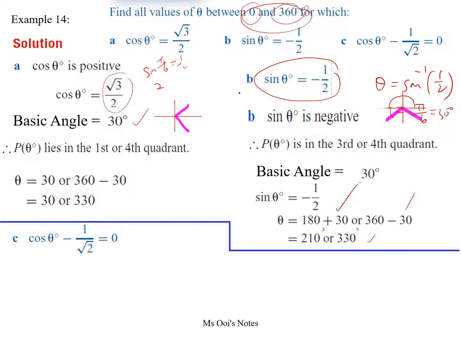Again, firstly, isolate cos theta on its own. So cos theta will be equal to 1 on root 2. Again, find the reference angle or the base angle or the basic angle. So basically, we're interested in theta is equal to inverse cos of 1 on root 2. Now, that has got to do with these types of triangle. So remember, tangent pi on 4.